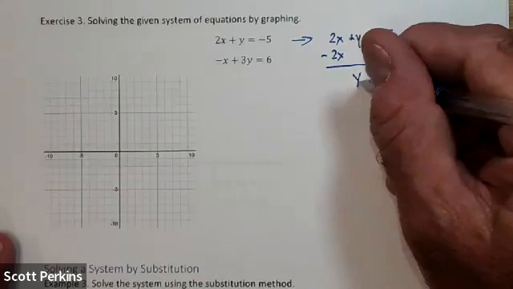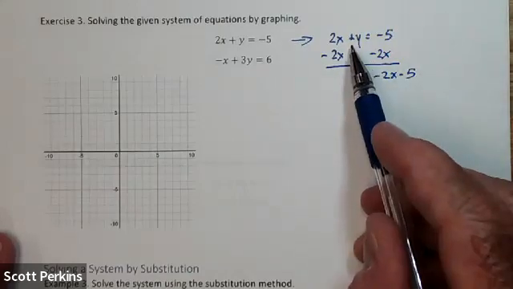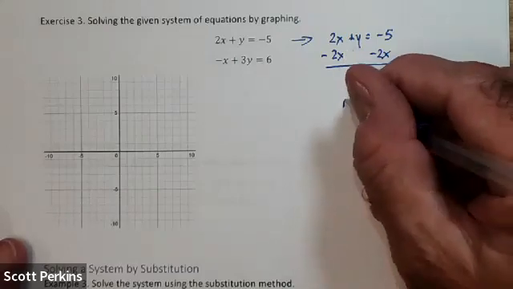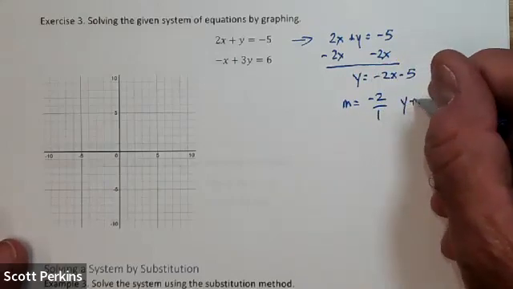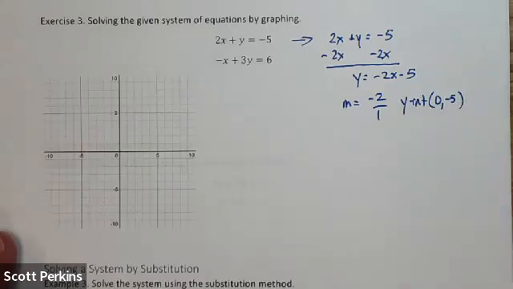And so y is equal to -2x minus 5. There's a positive 1 in front of the y, so there's nothing to divide by there. So that means my slope is -2, which is -2 over 1. My y-intercept is (0, -5). There's my information that I'm going to use to graph.